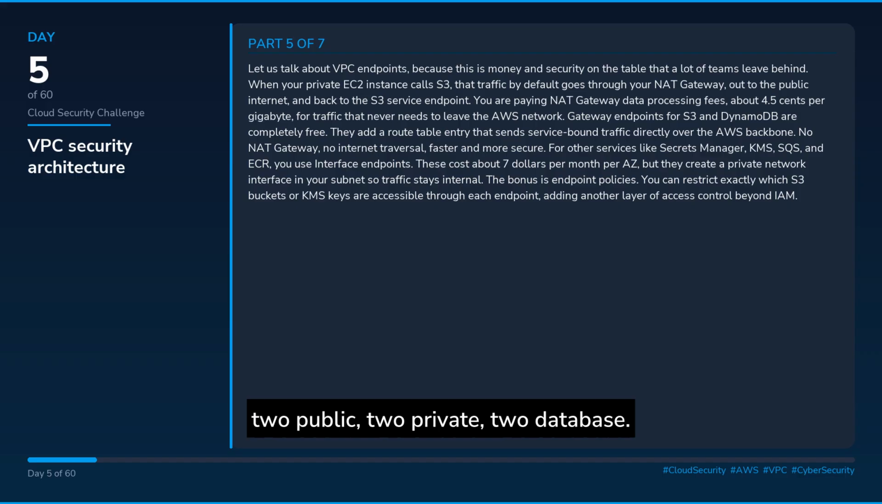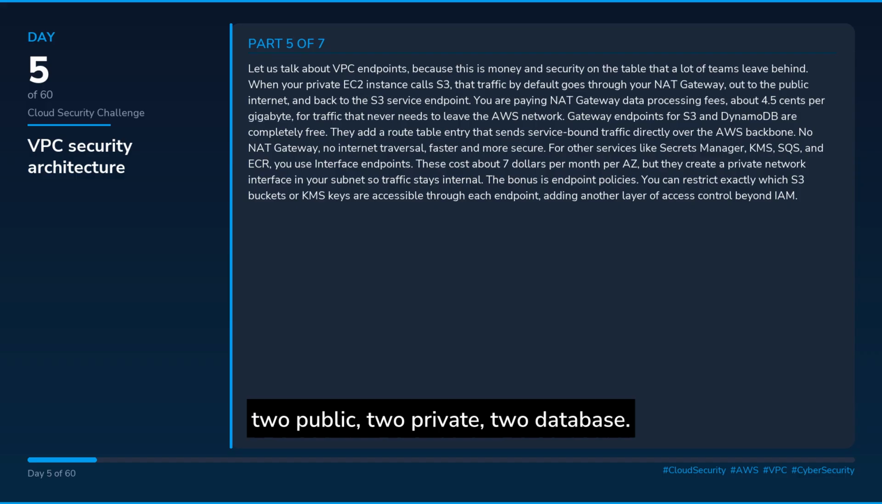For other services like Secrets Manager, KMS, SQS, and ECR, you use interface endpoints. These cost about $7 per month per AZ, but they create a private network interface in your subnet so traffic stays internal. The bonus is endpoint policies. You can restrict exactly which S3 buckets or KMS keys are accessible through each endpoint, adding another layer of access control beyond IAM. Finally, visibility.